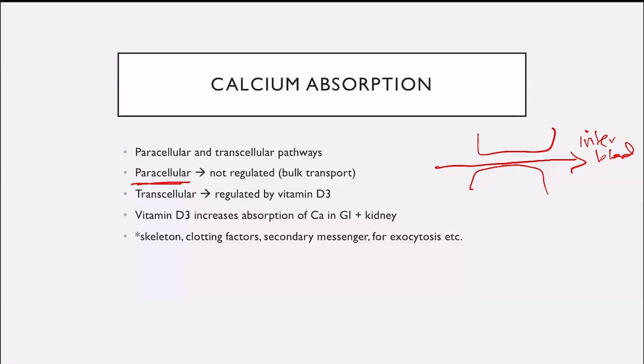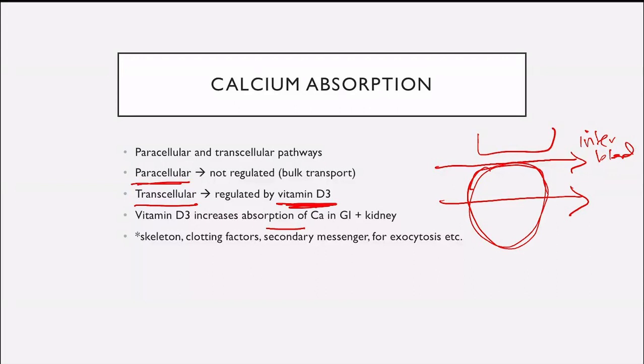And then you have transcellular. This is when calcium is going to move through the cell. So of course, when it's going to move through the cell, it's going to involve some receptors and some channels and whatnot, and that is regulated by vitamin D3. Vitamin D3 increases absorption of calcium in the GI and the kidney. You're going to learn more about this later.